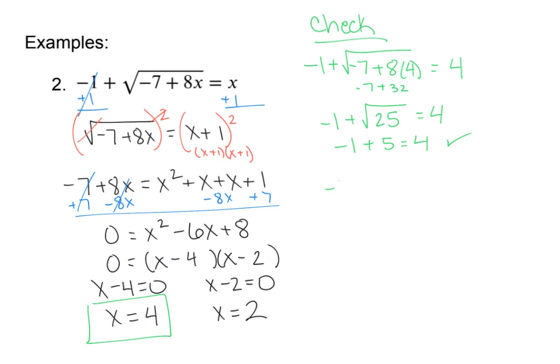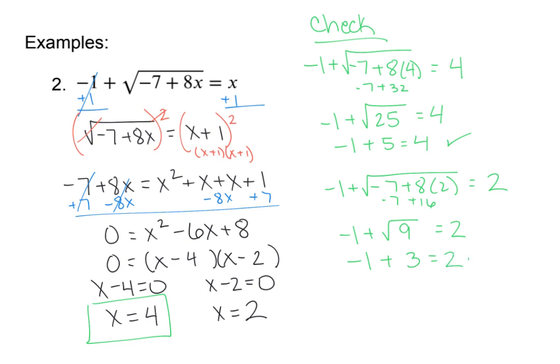Let's check the 2. So again, I'm going to rewrite this. Everywhere you see an x, we're swapping it out for a 2. Under the radical, I'm going to have negative 7 plus 16. So negative 1 plus, this would be the square root of 9. So negative 1 plus 3 is actually 2. So they both checked.